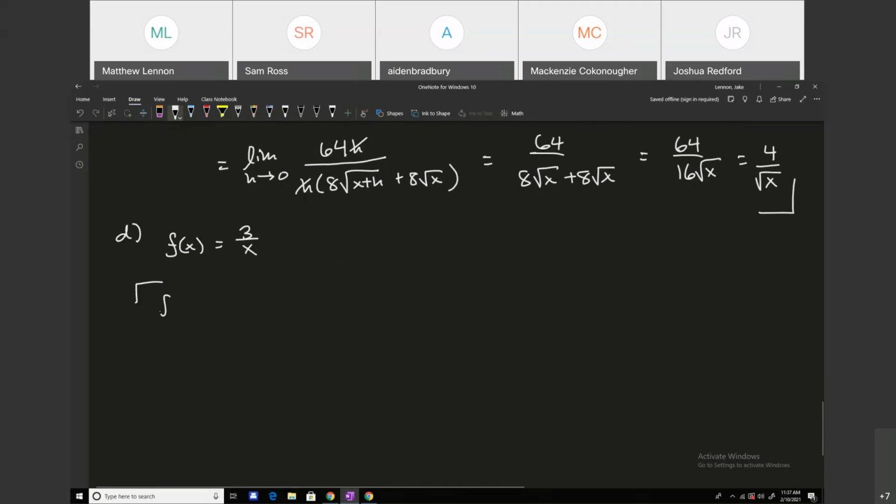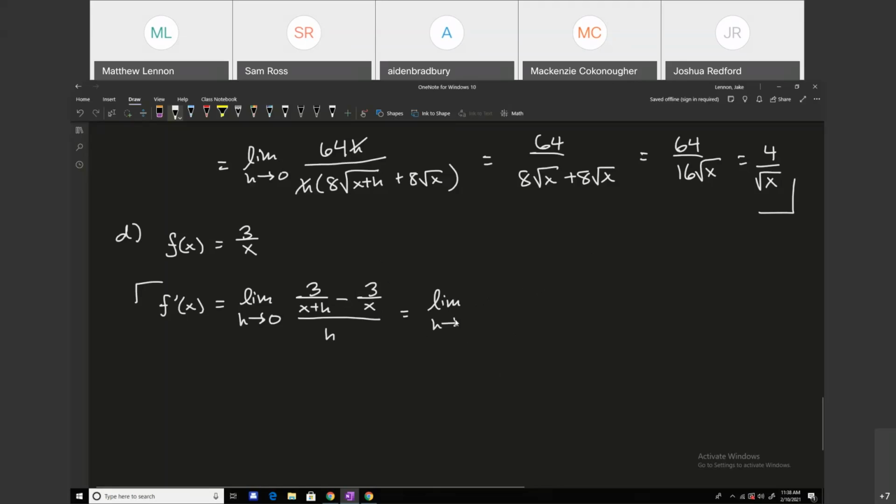So the derivative here, f prime of x, will be the limit as h approaches 0 of 3 over x plus h minus 3 over x, divided by h. So the first thing we want to do is get a common denominator, in the numerator of the top part of the fraction, the complex fraction. So we want to combine the 3 over x plus h with the minus 3 over x. So the way we're going to do that is we're going to multiply the first fraction by x over x and the second fraction by x plus h over x plus h.